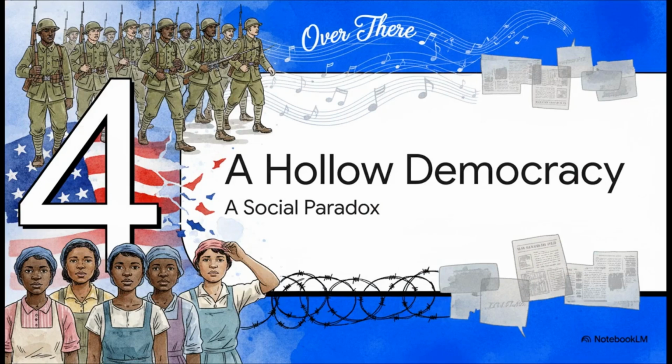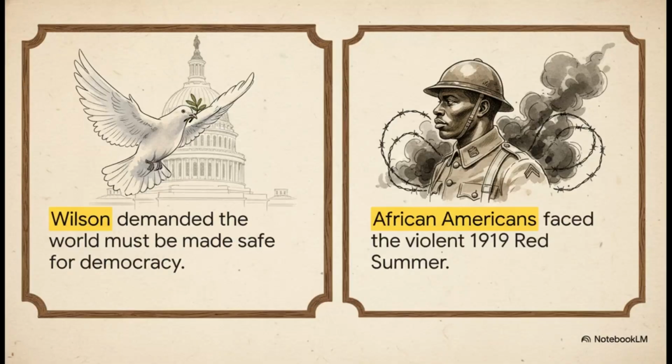Section 4. Fighting for hollow democracy, a social paradox. As American troops marched over there to join the fight, the sweeping political rhetoric used to justify the war created a really painful paradox for marginalized communities back home. Think about this. President Woodrow Wilson demanded war by proclaiming that the world must be made safe for democracy. But that slogan rang painfully hollow for a lot of people.